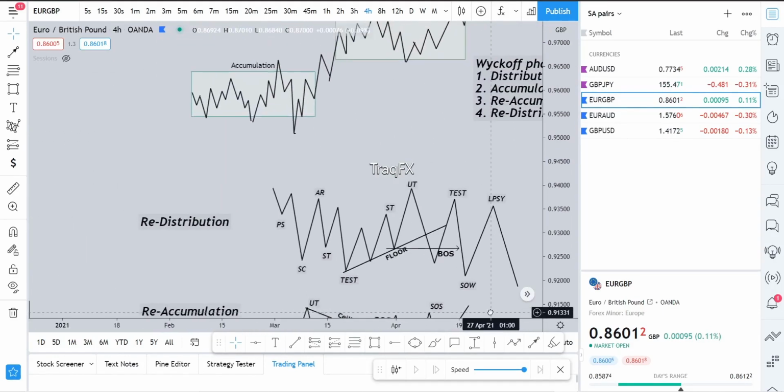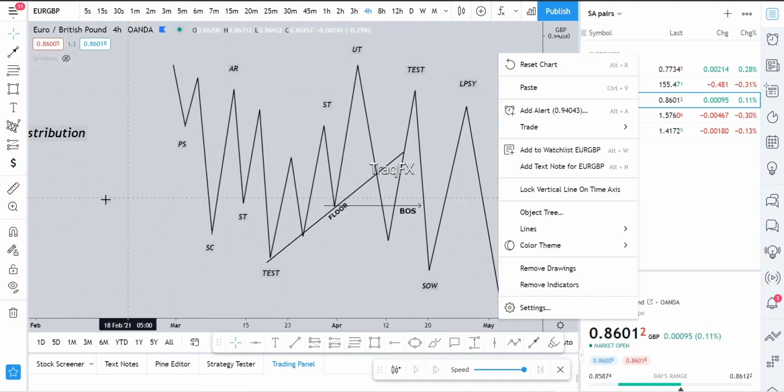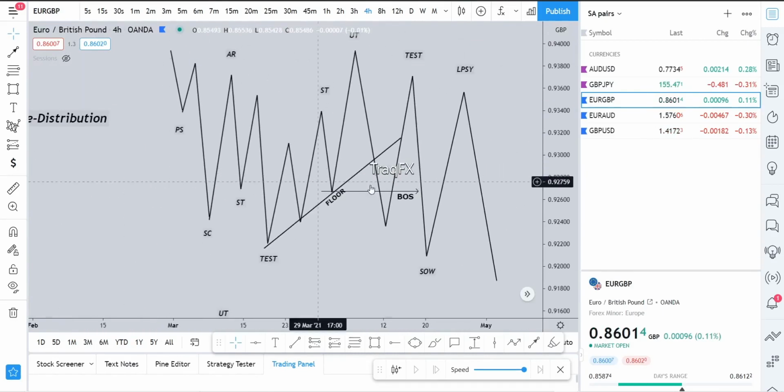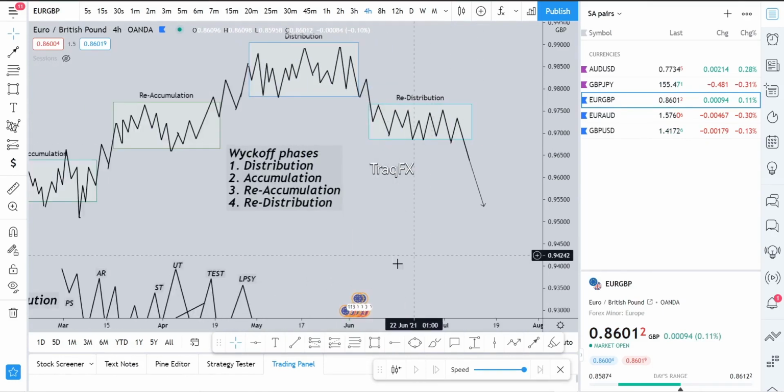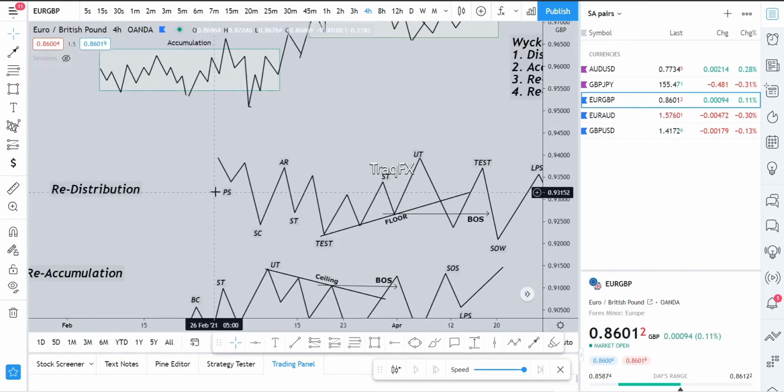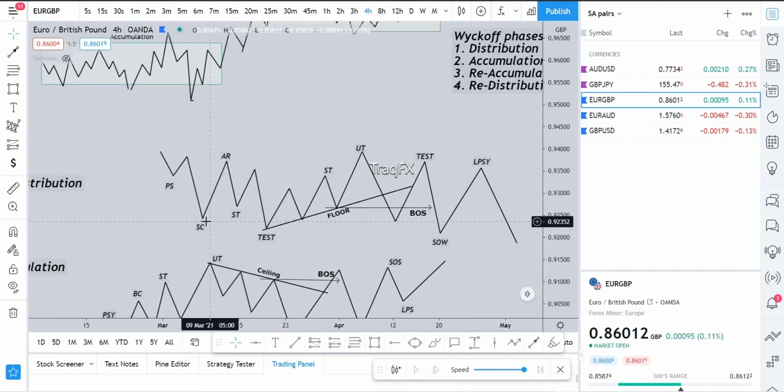So for redistribution, what do we see? Well, as shown on the larger schematic, price will come down and form your preliminary support. Then it will come up, retrace a bit, and expand down to your selling climax. Price will begin to exhaust at this level, and this is where you will begin to see price rally a bit up, forming your automatic rally.